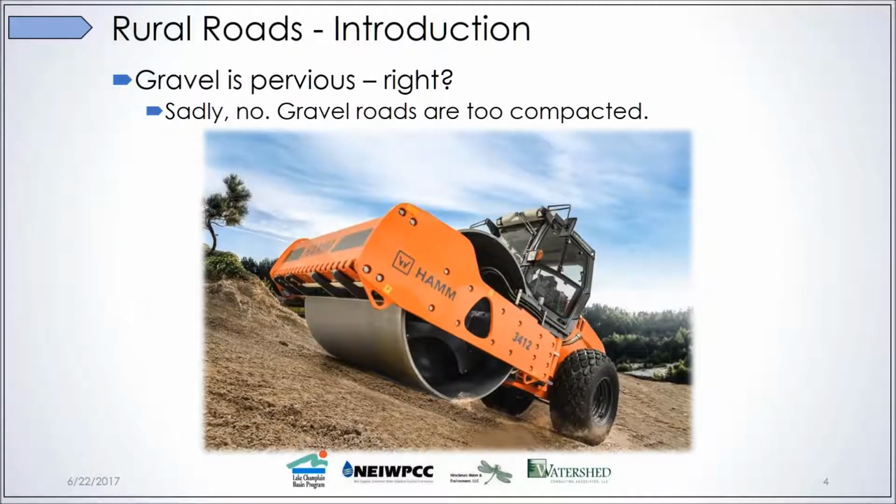So here's your intro. First off, why are we even talking about these rural roads? Gravel is pervious, right? That means stormwater will go into it. No, sadly, that's not the case. I've talked to a lot of people. They say, well, why do we have to manage these roads? Water just infiltrates. It absolutely doesn't. As you can see from this giant piece of machinery, gravel roads are way too compacted. This is fundamental to the way the roads are built. So it's good for the roads, good for travel surfaces, but bad for infiltration by design. So that's one of the first things about gravel roads and rural roads that we need to talk about.